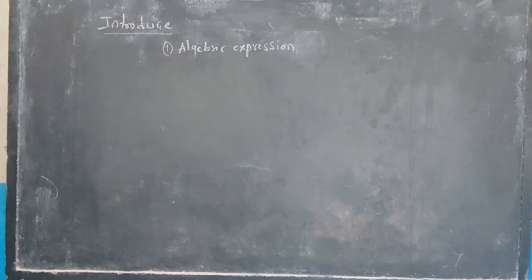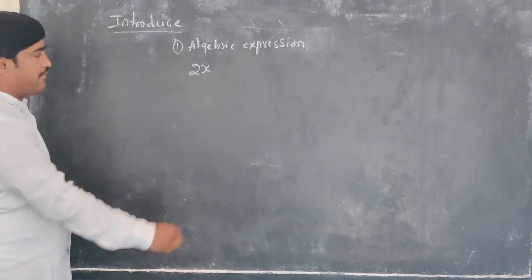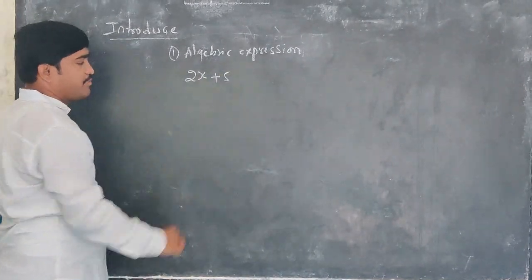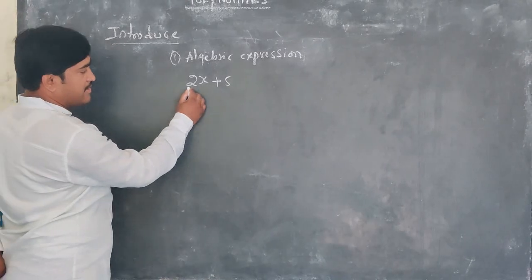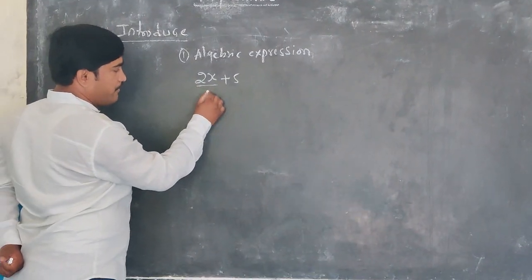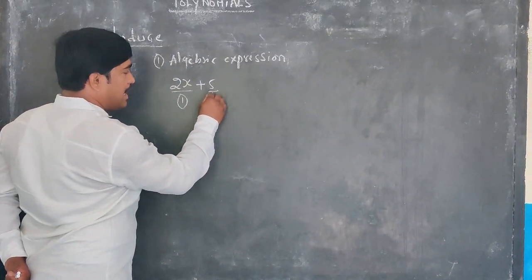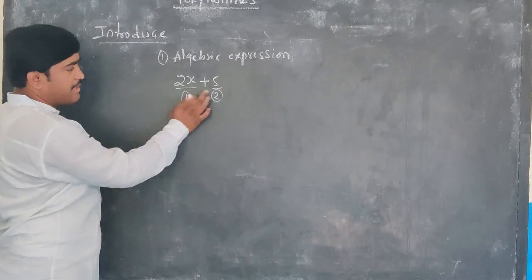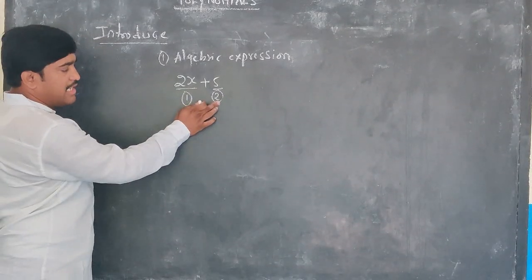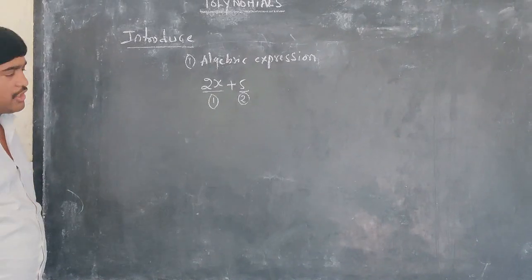Similarly, there are many types of terms, like x. If I add another term, 2x plus 5. If you observe in algebraic expressions from the previous classes, 2x is one term, and plus 5 is another term. So how many terms are there in 2x plus 5? The first term as well as the second term. This is an algebraic expression with two terms.